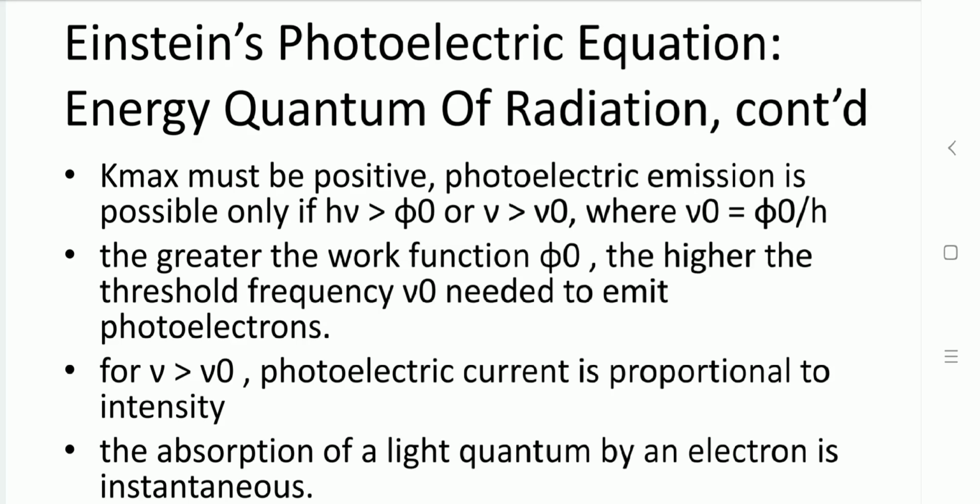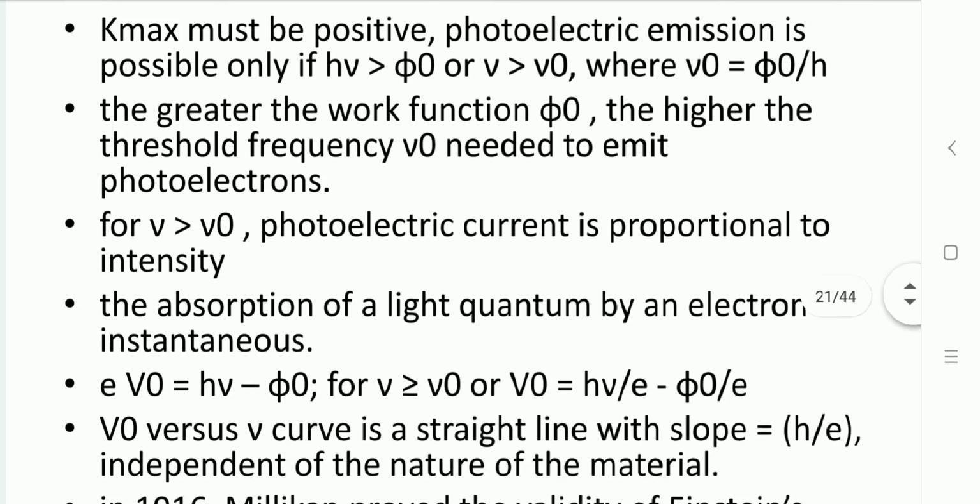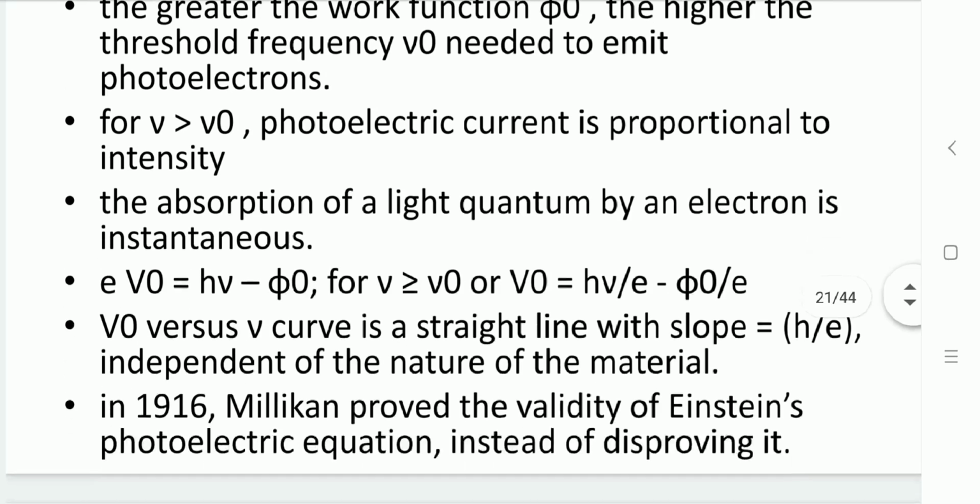For that, the required frequency should be greater than the threshold frequency v0. So from that equation we can say that v0 equals phi 0 by h. The greater the work function, the higher the threshold frequency required to emit photoelectrons. So for the metal surface, below this v0, no electron emission is possible, even though the intensity of that light signal is more.